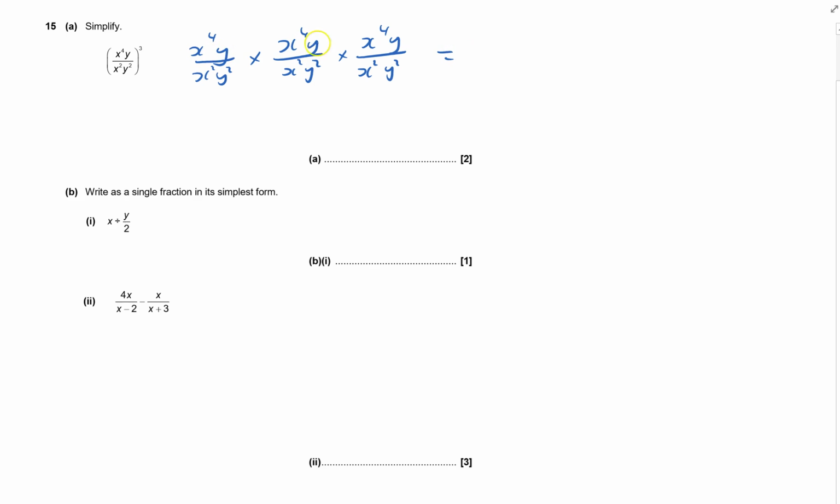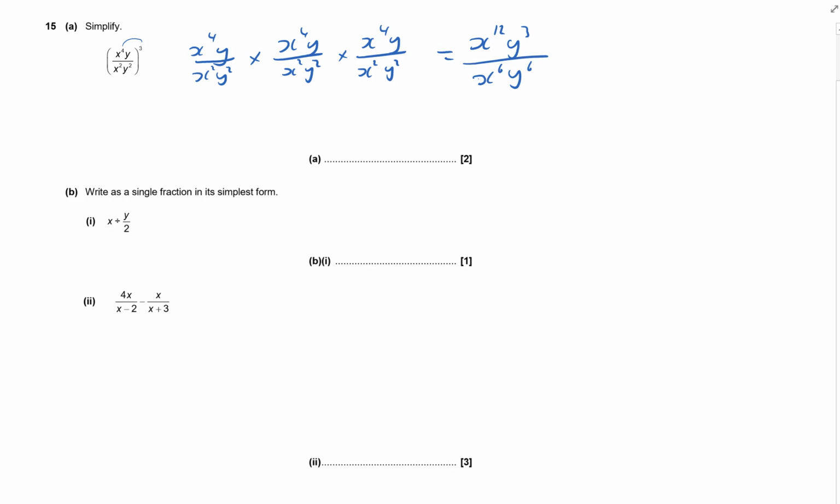Times in fractions together, so you times all the tops together. So I got x to the power 4 times x to the power 4 times x to the power 4. That's obviously x to the power 12, and that's just the 3 times by the 4. And you got y times y times y, which is y cubed. And at the bottom we got x squared times x squared times x squared, which is x to the power of 6. And you got y squared times y squared times y squared, which is y to the power of 6.